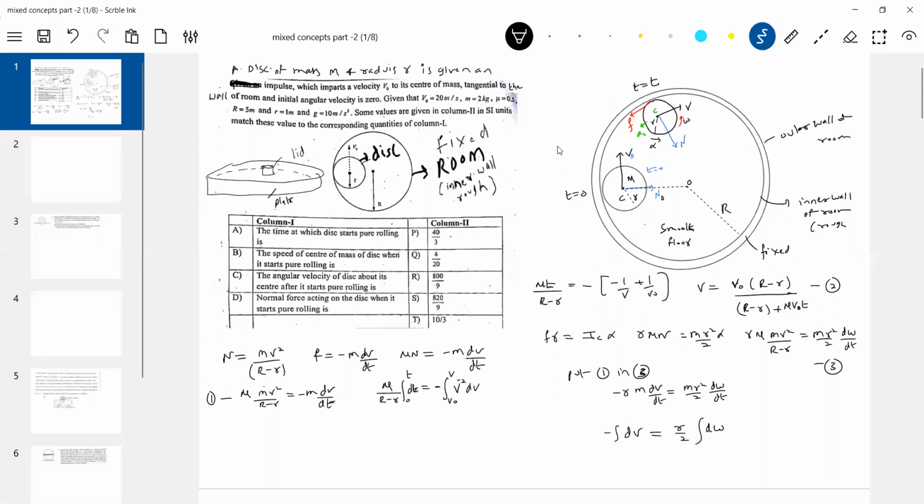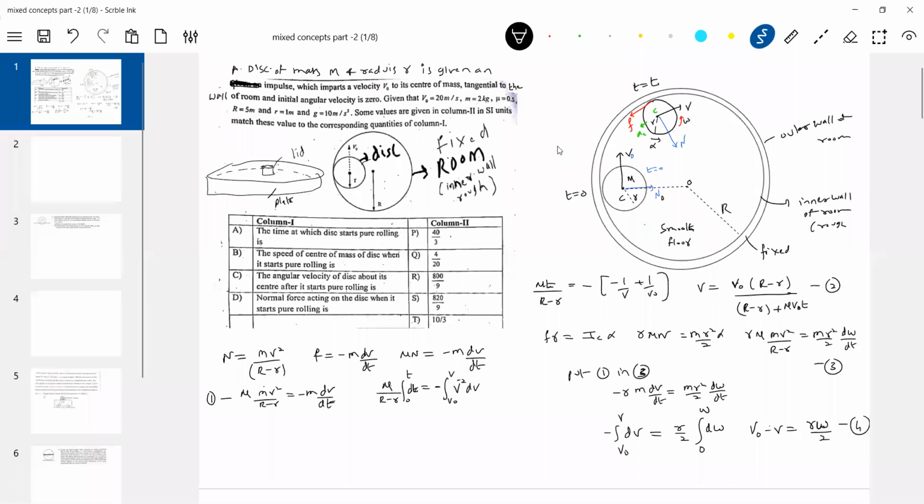Now integrate. Initially, this is v naught. This is omega. At t equals 0, what was it? It was given only linear velocity, no? After some time t, it will have both linear as well as angular velocity. When linear velocity is v, what is the angular velocity? It is omega. So solving this we end up with v naught minus v is equal to r omega by 2. Call it equation 4.